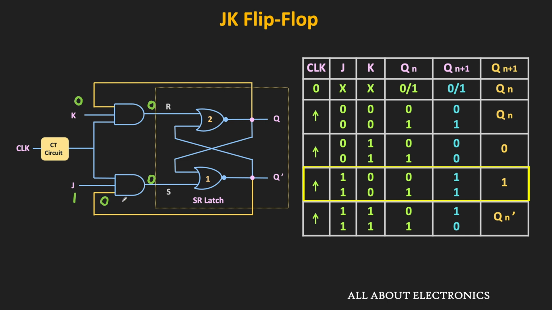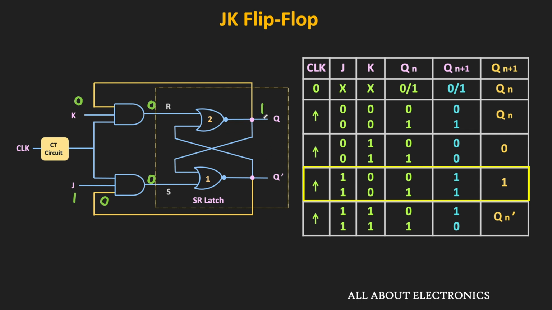So in this condition, if you see, both inputs S and R are equal to 0. And therefore, the flip-flop will retain its present state. So in this condition, the current state is equal to 1. That means in the next state also, it will remain in the same state.